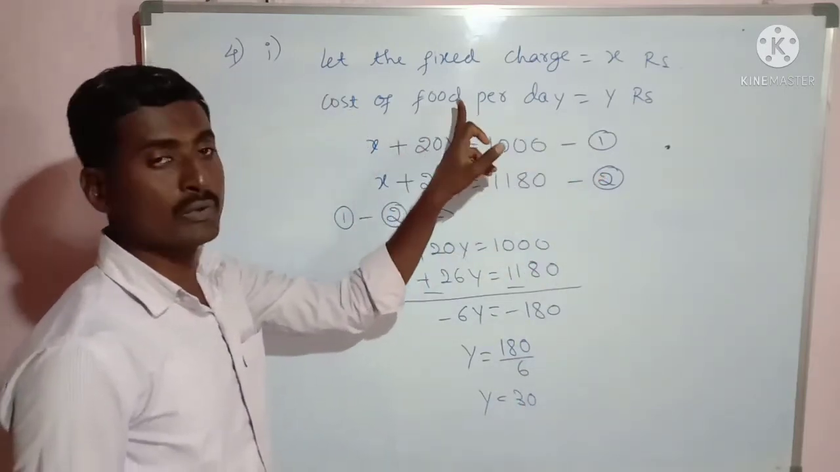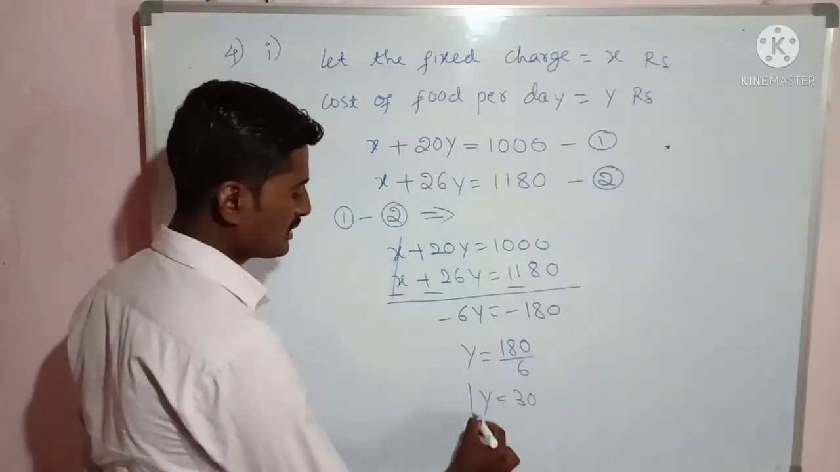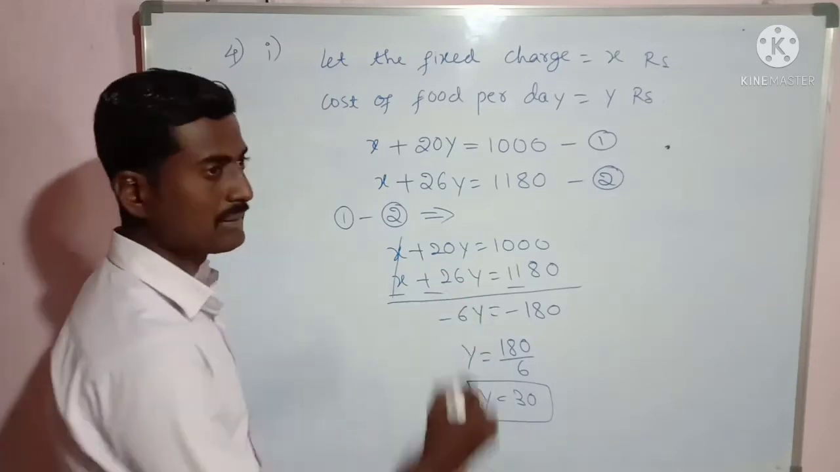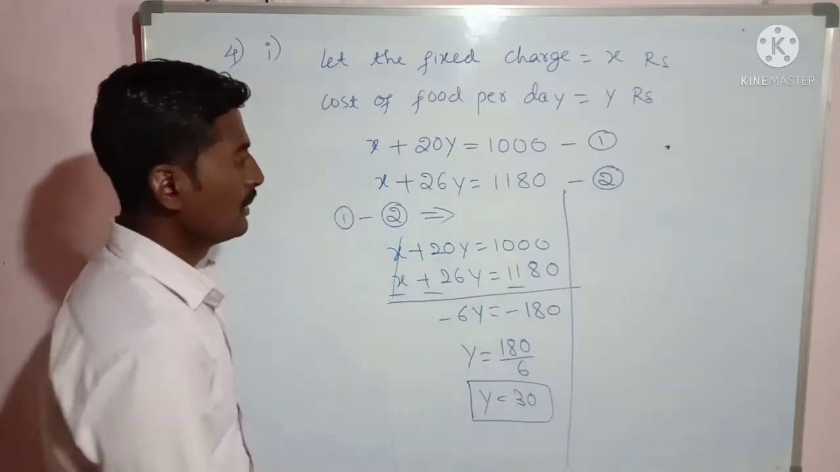So y is nothing but the cost of food per day. That is 30 rupees. At the end you can write the conclusion. y equals 30. Now we have to find the value of x. Put the y value.